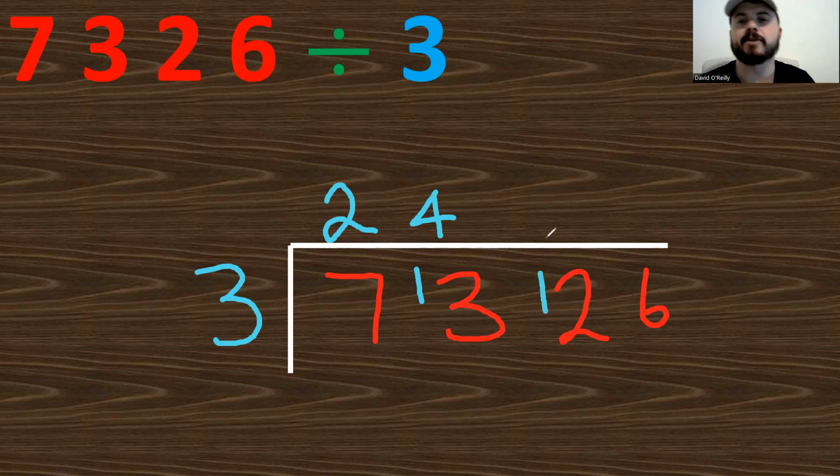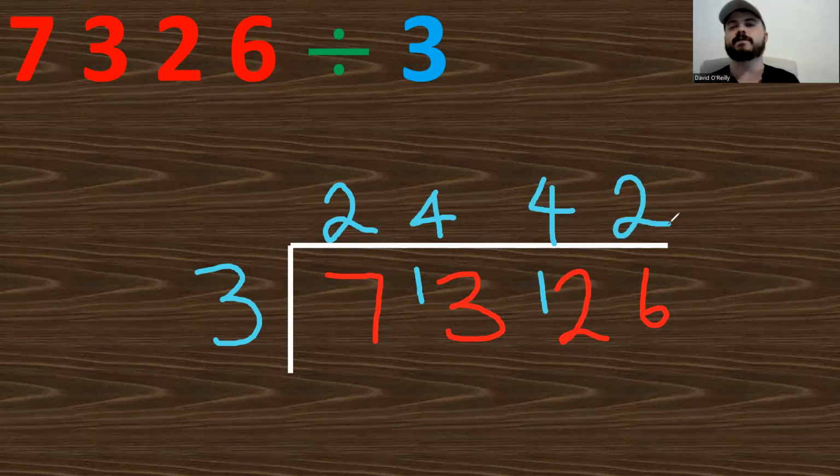How many times does 3 go into 12? 3, 6, 9, 12. It goes 4 times with no remainder. How many times does 3 go into 6? 3, 6. It goes twice with no remainder. We've got our answer, 2,442. That's it. That's how we do the bus stop.